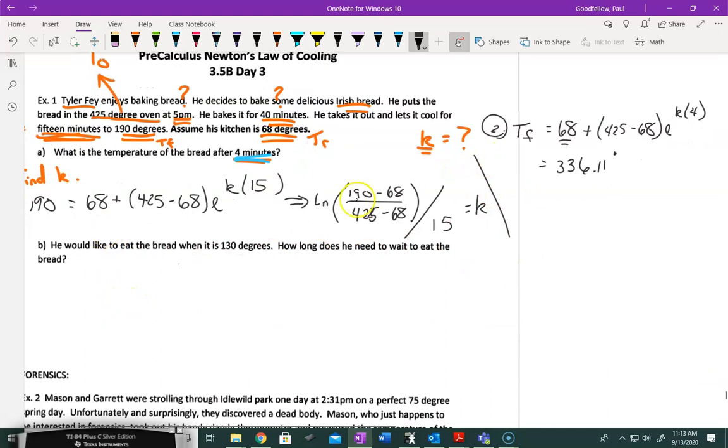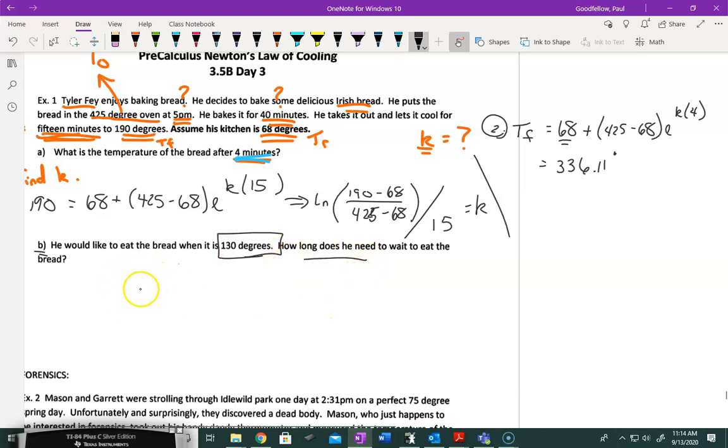Now, those are the two basic ideas of the questions. One, finding k is absolutely the very first necessity, and then finding that final temperature afterwards. Now it says he would like to eat the bread when it's exactly 130 degrees. Apparently this is the perfect temperature for Irish bread. As we've all known, you eat a cookie at just the right temperature. The cookie tastes better than when you wait for it to be rock hard at room temperature. So how long does he need to actually wait?